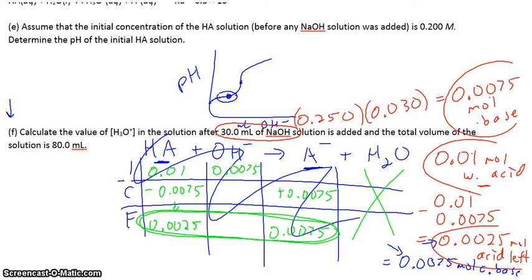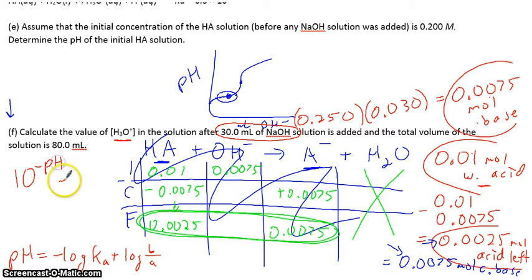In order to get the pH of a buffer, we have the buffer equation. Remember, the pH of a buffer is negative log of Ka plus log of base over acid. They want the H3O plus. We know that H3O plus is connected to pH, and the equation is 10 to the negative pH equals H plus. So once we get the pH, we'll do 10 to the negative pH, and we've got it. We're really close because we have these two values, base over acid.